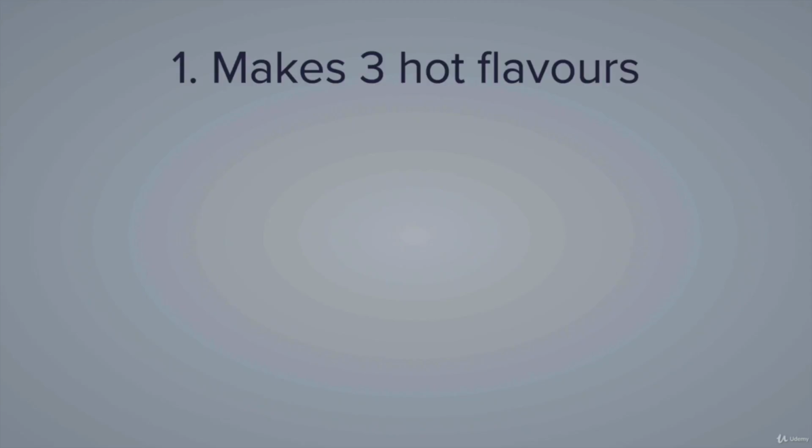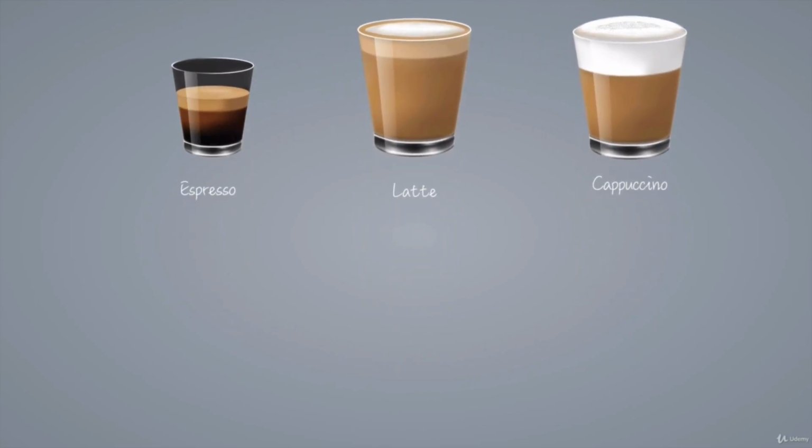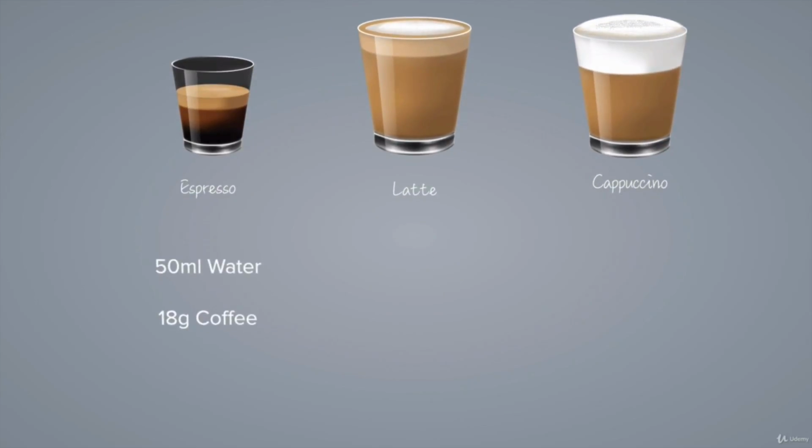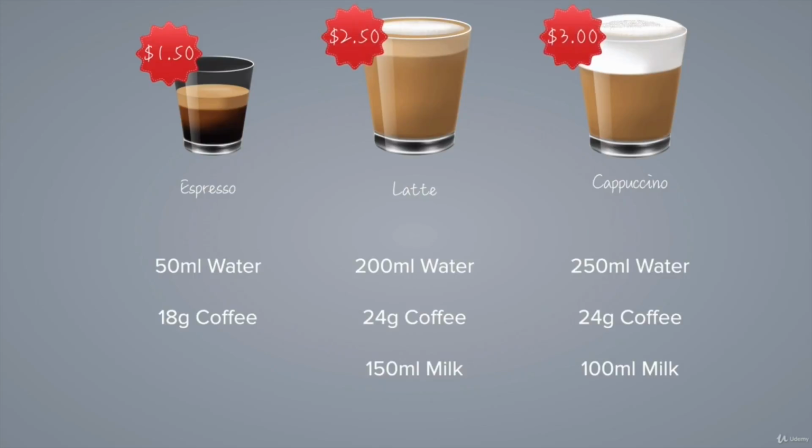We're going to create our own coffee machine. And the first step we need to replicate is the ability to make 3 hot flavors. So the flavors we're going to make are 1 espresso, 2 latte, and 3 cappuccino. Here are the recipes for these 3 types of drinks. Each of them requires a different quantity of water, a different quantity of coffee, and a different quantity of milk. And they also each have a different price. We're going to be modeling all this data in our coffee machine program as well.